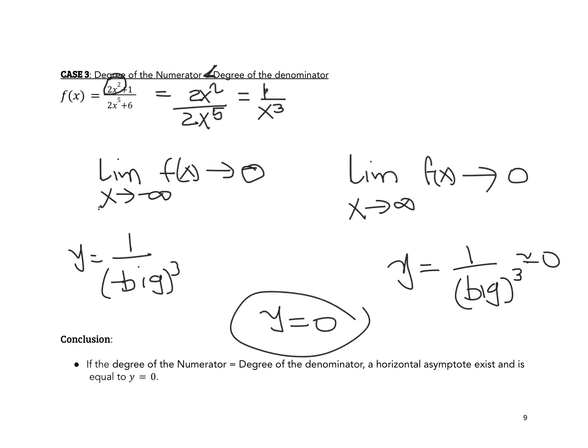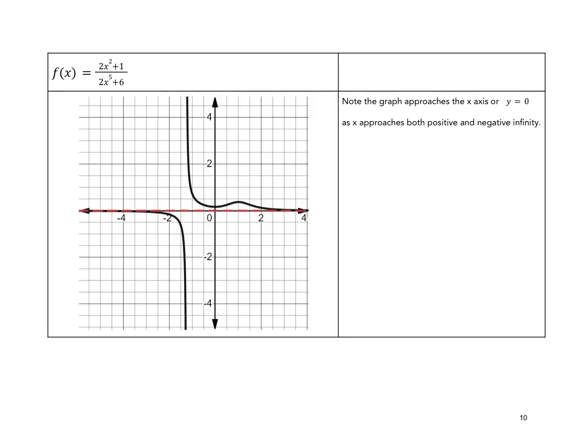And I have it here in the conclusion. If the degree of the numerator is less than the degree of the denominator, a horizontal asymptote exists and is equal to y equals 0. And if I graph it, you can see this is the function here, and the asymptote is the dashed line here, y equals 0. See, for larger values of x, it's going to get closer and closer to that line.